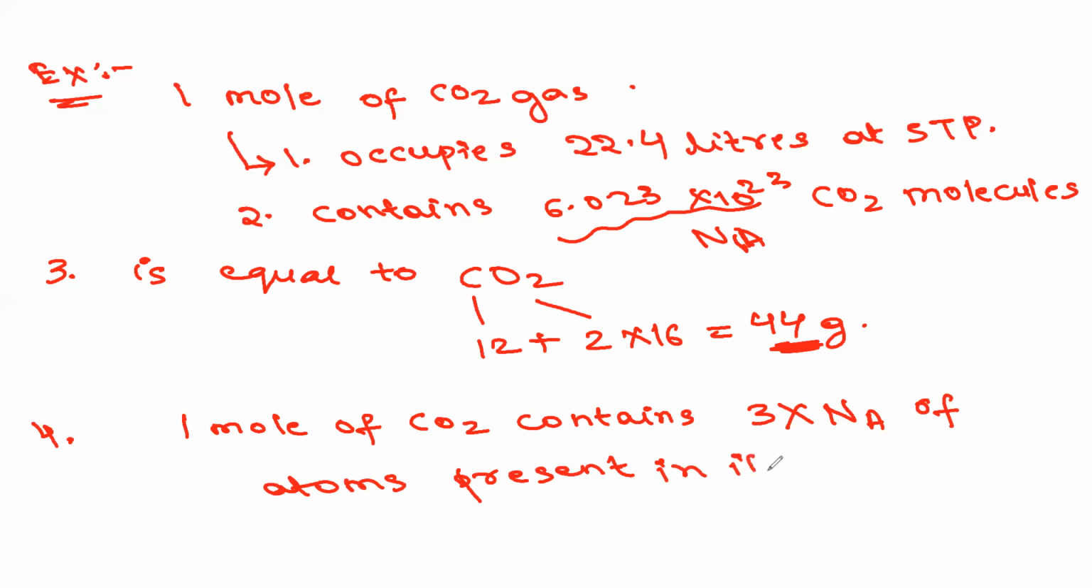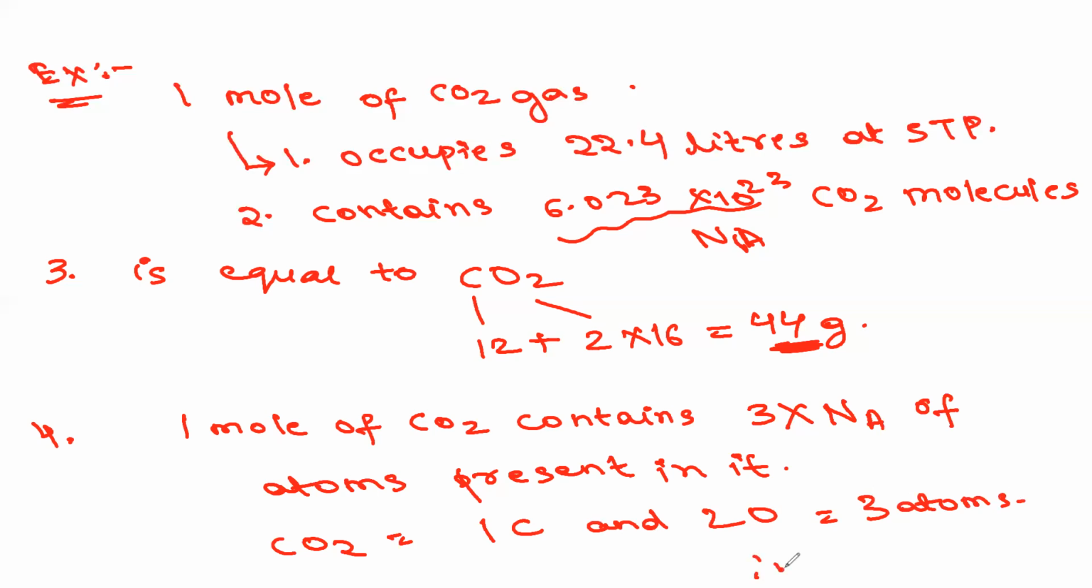So how did this concept come? For example, carbon dioxide is a molecule consisting of 1 carbon atom and 2 oxygen atoms. So 1 carbon atom, 2 oxygen atoms, together it is a total of 3. So 3 into Avogadro number of atoms present in it.